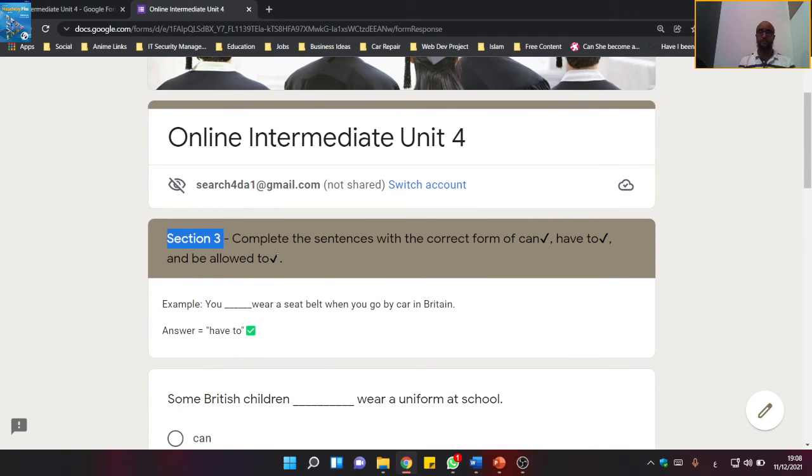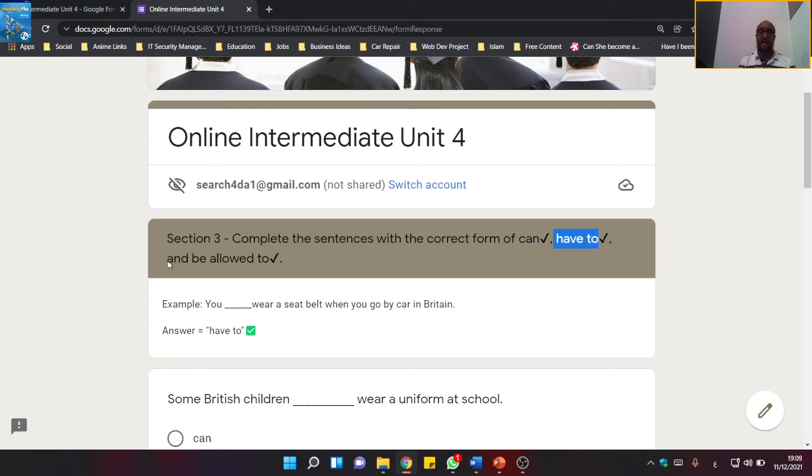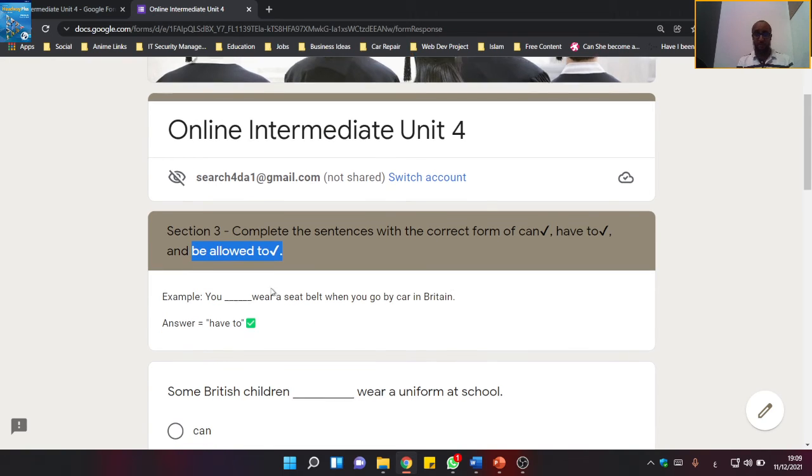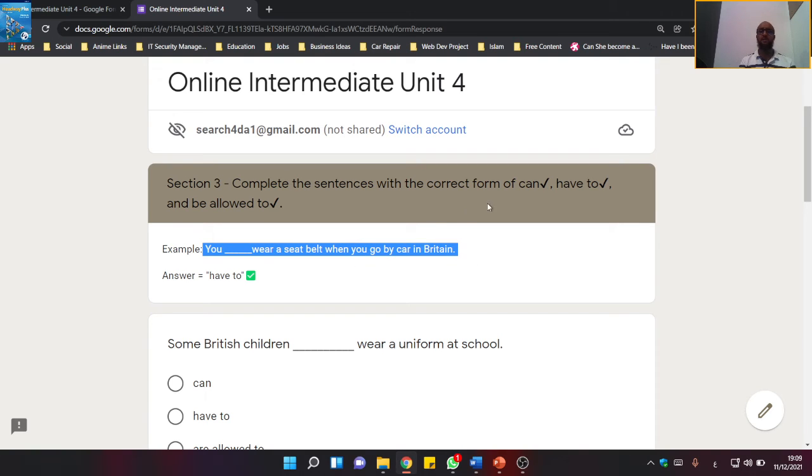Section 3, what do we have to do? Here we have to complete the sentences with the correct form of the word can, have to, and be allowed to. So maybe we have to change the be to an am or an is or an are. Okay, so we have to think about it. So here's an example for you to sink your teeth in. Here we have, you something wear a seatbelt when you go by car in Britain. So here we need to think about, can we say you can wear? Is it an ability or is it an obligation, guys? It's an obligation, right? Something that you have to, right? So we should say you have to wear a seatbelt.